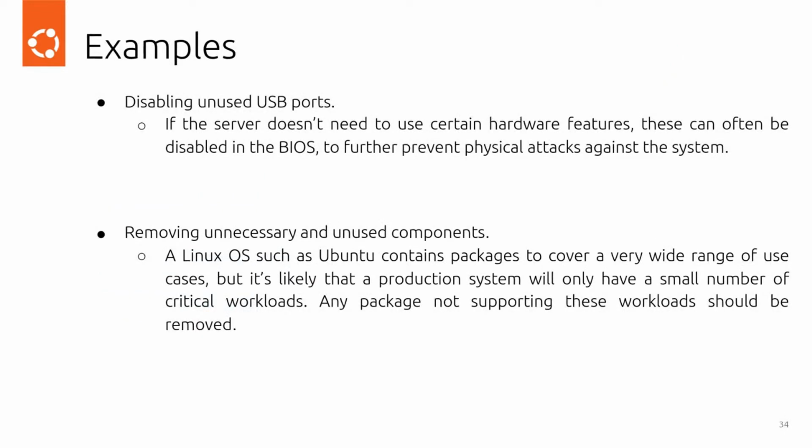This is a bit more detail about some examples of the most commonly applied hardening configurations. For example, disabling unused USB ports. Specifically, if the server does not need a certain hardware feature like USB, leaving it enabled just increases the attack surface, and you can actually disable it in BIOS to even prevent further physical attacks against the platform.